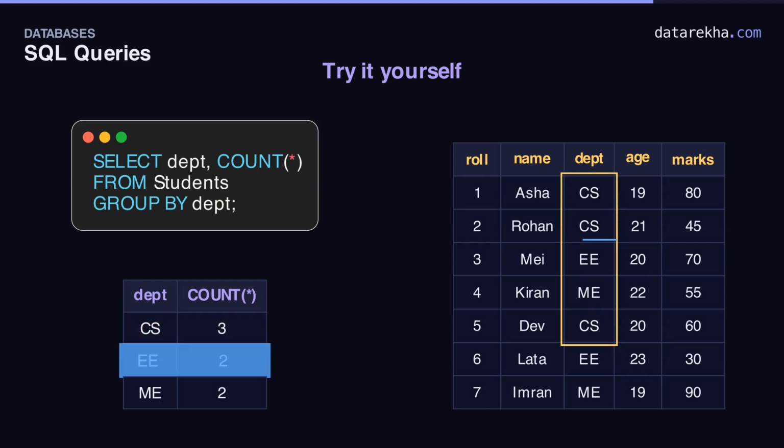3 distinct departments appear. So you get 3 rows, 1 per group. CS holds Asha, Rohan, Dev, count 3. EE holds Meera and Lata, count 2. ME holds Kiran and Imran, count 2. Final answer, 3 rows. CS 3, EE 2, ME 2. If you counted the groups first, then the rows in each, you traced it perfectly. That is the whole method.